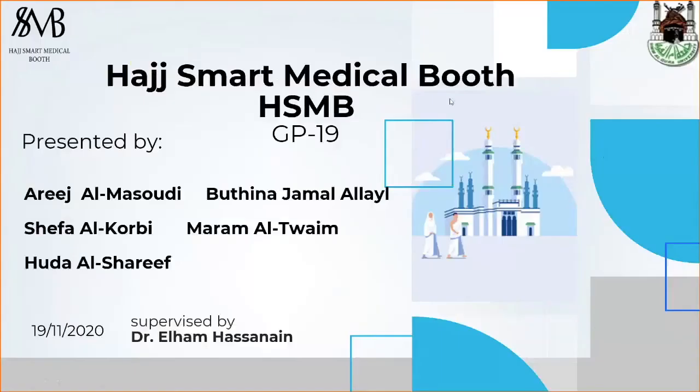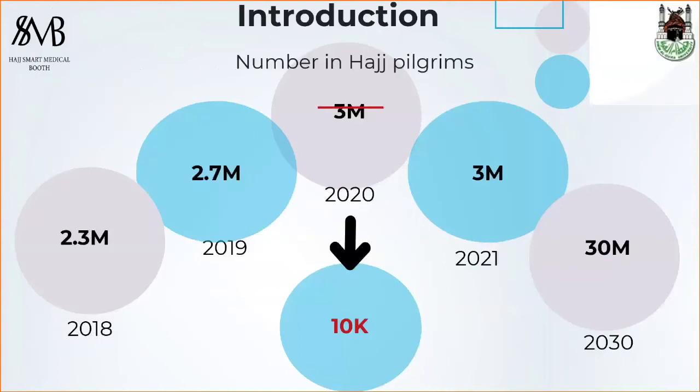Assalamu alaikum. I am Arij Al-Masoudi and thank you for coming today. I will present our project Hajj Smart Medical Booth with my team members, and our supervisor is Ilham Hassanein. In the Hajj season, a very large number of pilgrims gather in the city of Mecca, where the number of pilgrims in 2018 reached more than 2.3 million, and in 2019 the number reached 2.7 million.